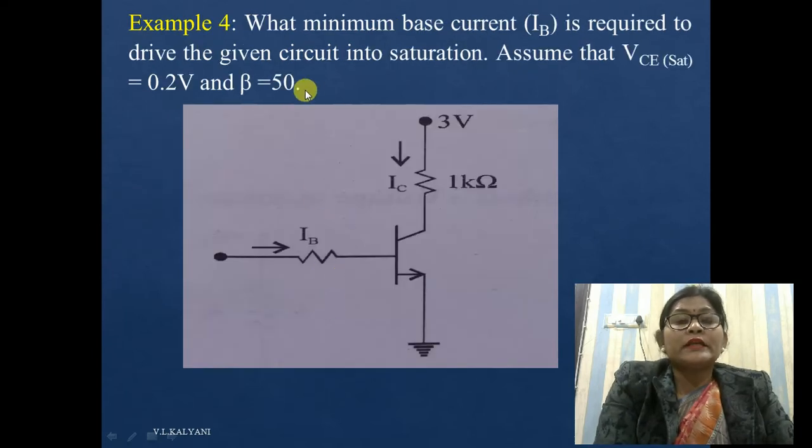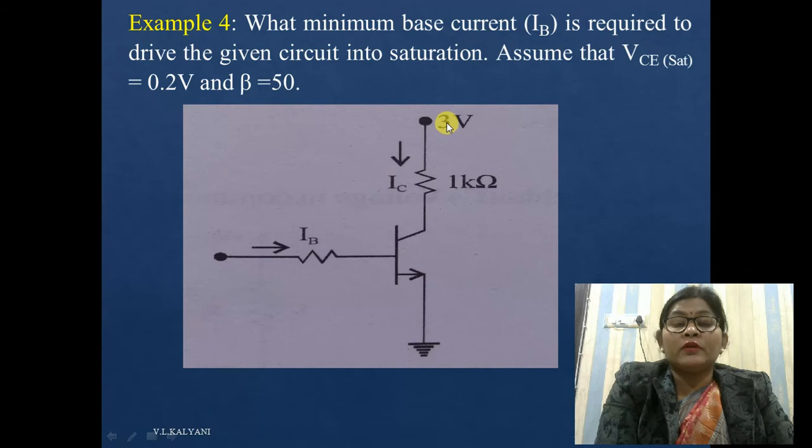Now let's take another example. What minimum base current IB is required to drive the given circuit into saturation? Assume that the collector emitter voltage is equal to 0.2 volt and beta is equal to 50. So how to calculate the minimum base current? The circuitry is given over here.